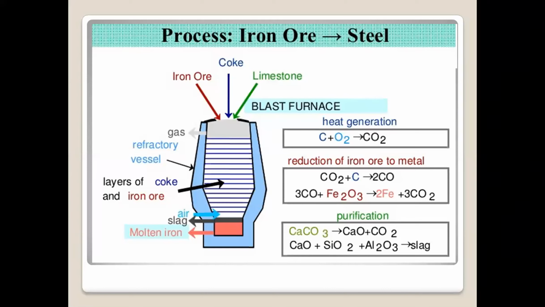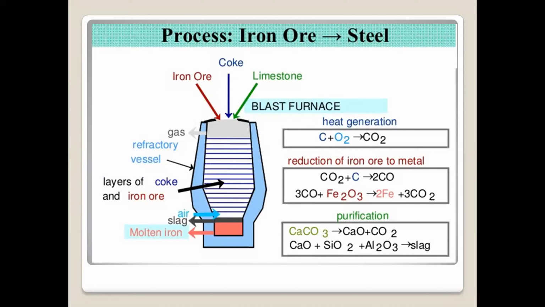In this blast furnace, this whole thing is called a blast furnace. Now the coke, which has carbon content. Now this carbon content in the coke is converted to CO2. If you can see, my arrow is pointing to this equation, which is very important. Carbon is being converted into carbon dioxide. So heat is generated, a lot of heat. Now the CO2 is being reduced.